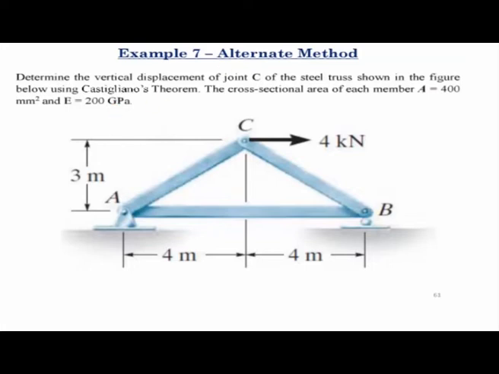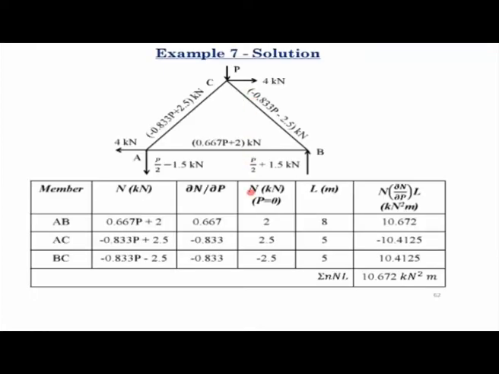So now if you want to use Castigliano's theorem, we don't have to apply the external loads and the load P separately. We'll take the truss just once, and we'll apply that external load as well as that load P. And now this is what I wanted to show you. The support reaction here would be P by 2 minus 1.5, and here it will be P by 2 plus 1.5. And also the member forces in the three members would also be functions of P.